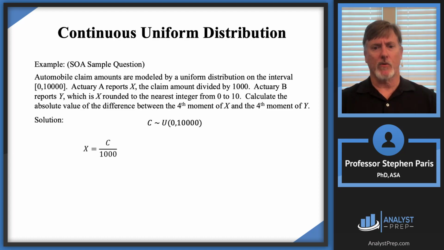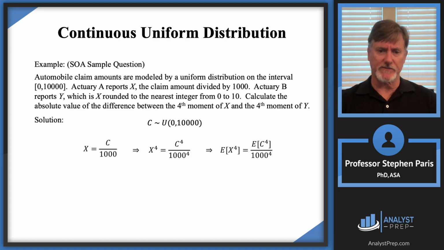All right, so now the question is to calculate the absolute value of the difference between the fourth moment of cap X and the fourth moment of cap Y. Well, first of all, the fourth moment of cap X is cap X to the fourth power, which would be the same as cap C to the fourth power divided by 1,000 to the fourth power. And I want the expected value of that, so I use properties of expected value to say, well, then I just need to calculate the fourth moment of cap C and divide that by 1,000 to the fourth power. That would give me the fourth moment of cap X.